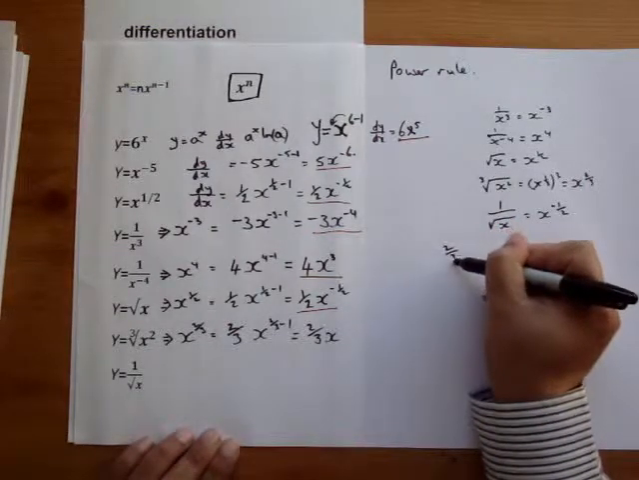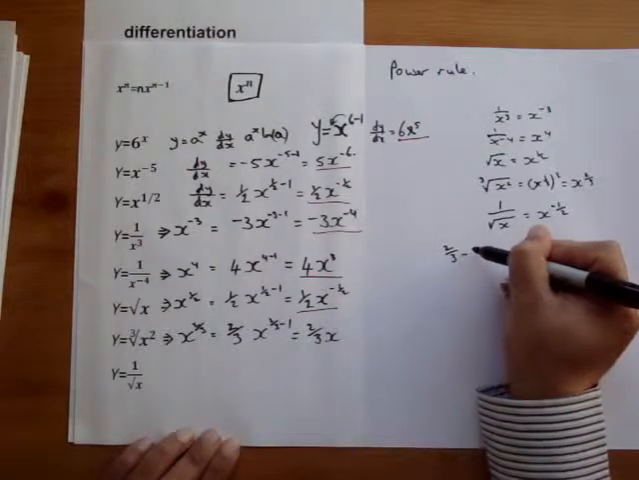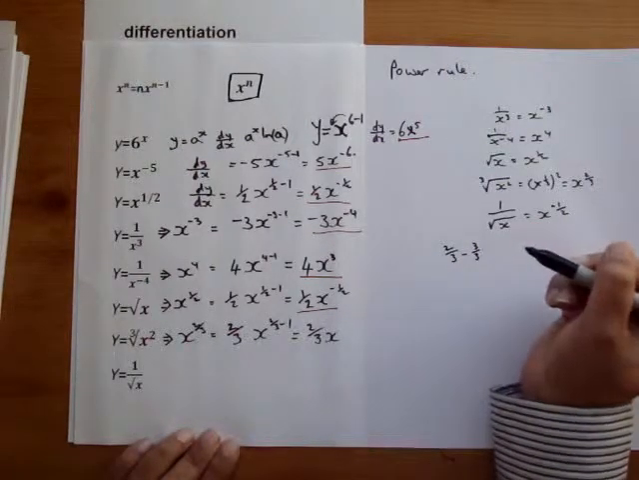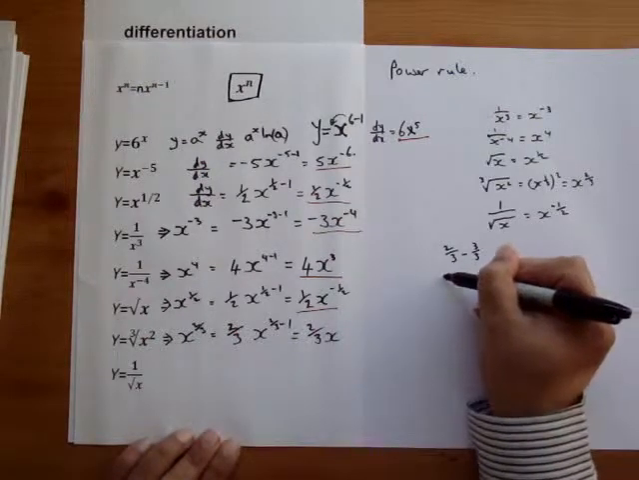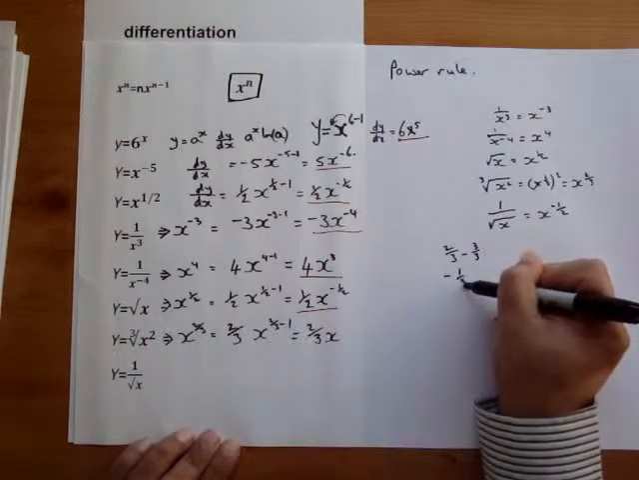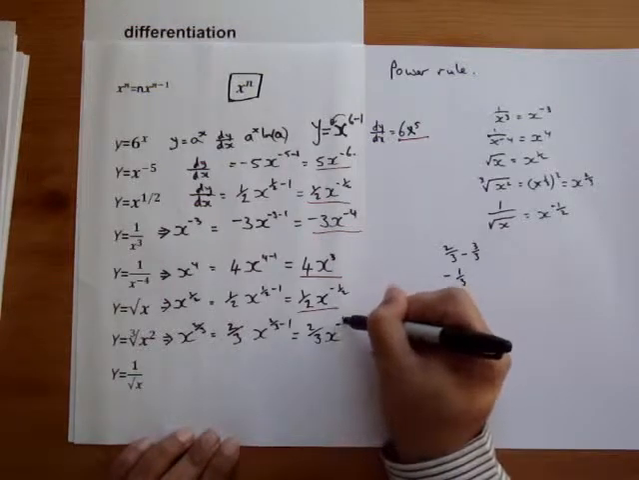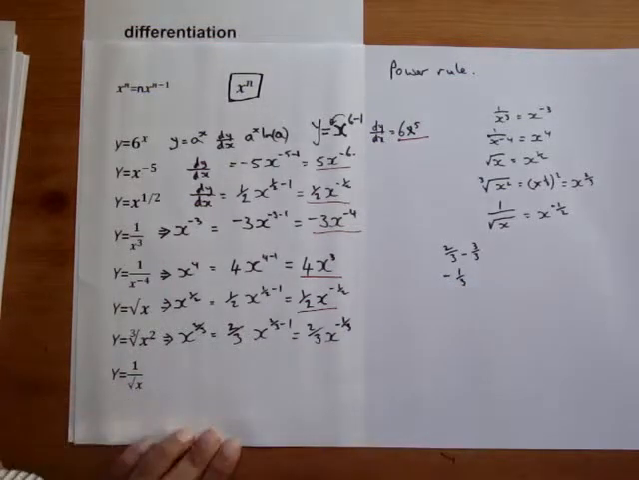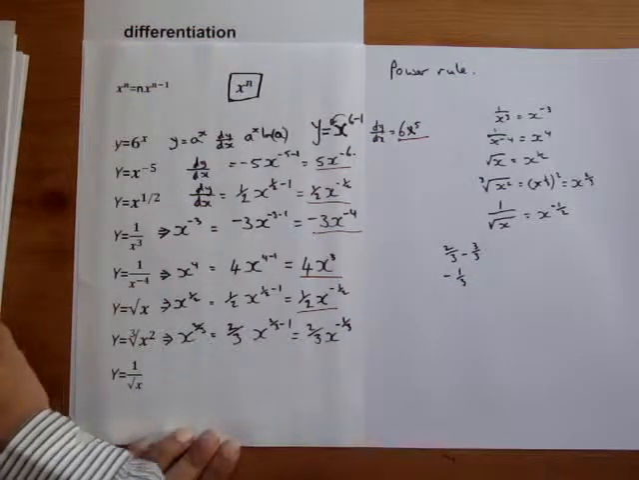So that's 2/3 minus, and 1 is 3 over 3, and that becomes minus 1/3. And that is our answer.